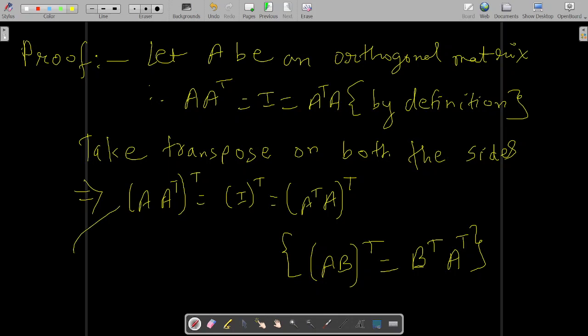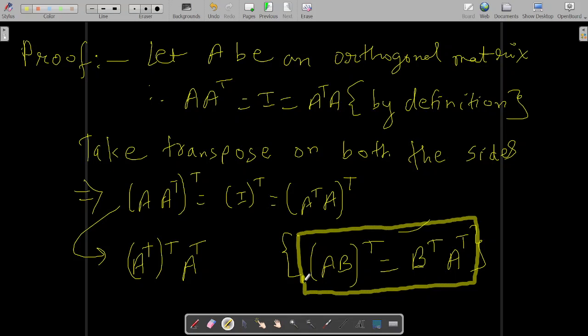So you do like this: A transpose, transpose A transpose. By this property, not definition, property. Similarly I transpose: the transpose of an identity matrix is identity only. So again the same property we will apply: A transpose, A transpose, transpose, right? So this is the thing.